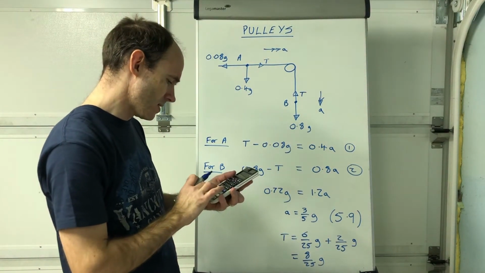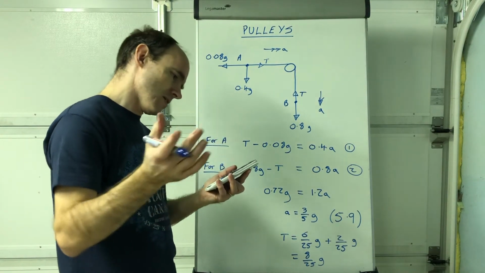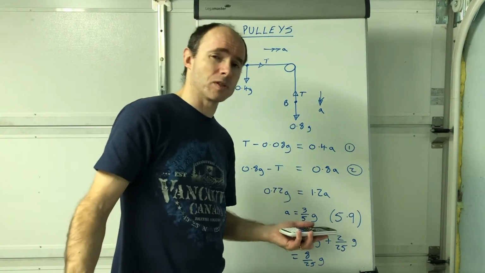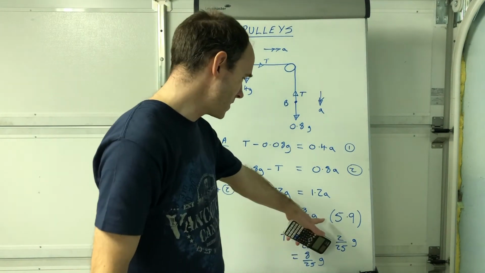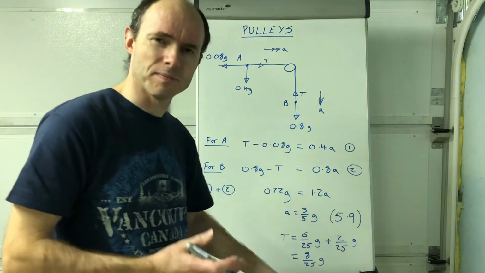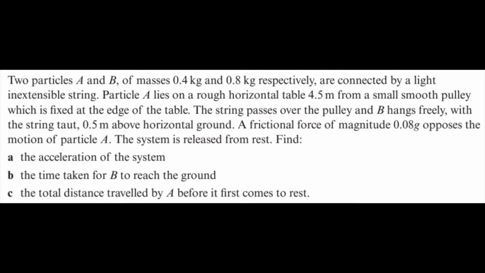So what is 8/25 G? It would be 3.136, or 3.1 to two significant figures. I suppose you should include units, meters per second squared and newtons, but obviously you can see I haven't. So that's the first part of the question done. Okay, let's have a look to see what we need to do next. Part B, find the time taken for B to reach the ground.